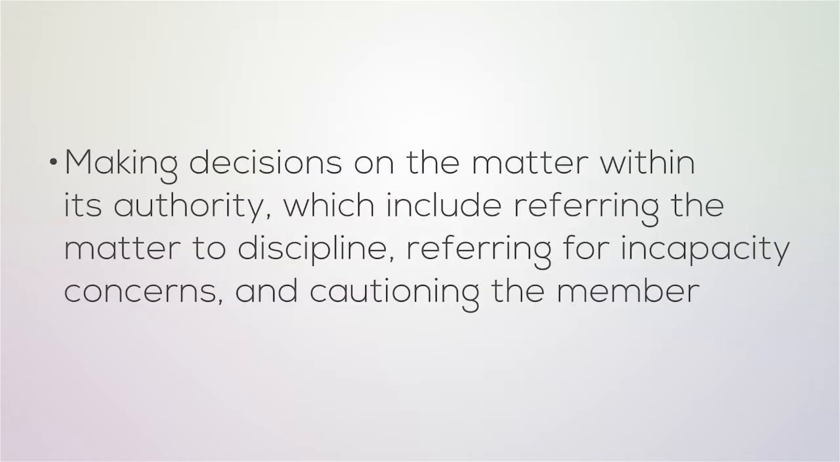Making decisions on the matter within its own authority, which include referring the matter to discipline, referring for incapacity concerns, and cautioning the member. If the matter hasn't been referred to discipline and it's not a sexual abuse case, the registrar may also refer it for alternative dispute resolution if both the complainant and the member agree.